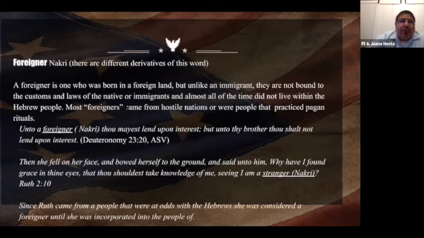And then there's the foreigner, which is the nokri. A foreigner is one who was born in a foreign land, but unlike an immigrant, they are not bound to the customs or the law of the natives or immigrants, and almost all the time did not live within the Hebrew people. Most foreigners came from hostile nations or were people that practiced pagan rituals.